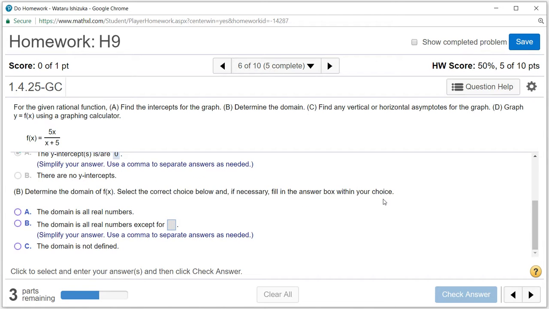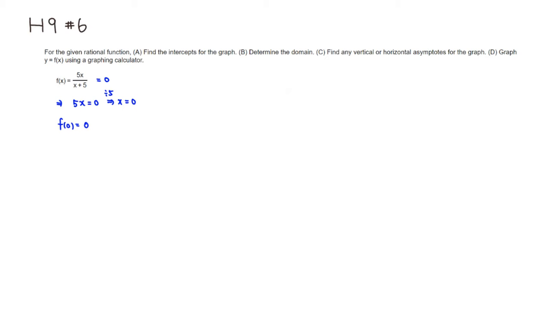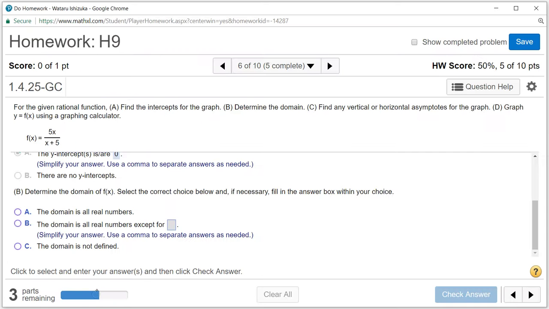So we want to find the domain of this function. We have a fraction here, so we know that we have to make sure that the denominator is non-zero. In this case, the denominator is x plus 5, and this cannot be equal to 0. To isolate x, we just subtract 5 from both sides, so x is not equal to negative 5. Let's type it in.